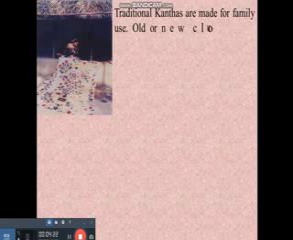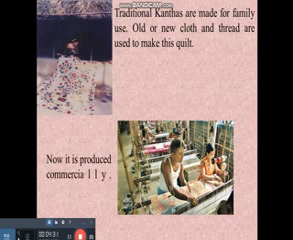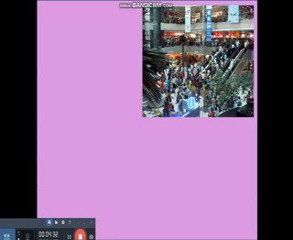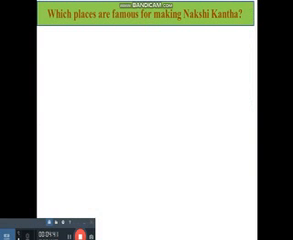Traditional kanthas are made for family use. Old and new clothes and threads are used to make these quilts. Now it is produced commercially. We find them in many expensive handicraft shops in cities. The quilts are now in great demand.